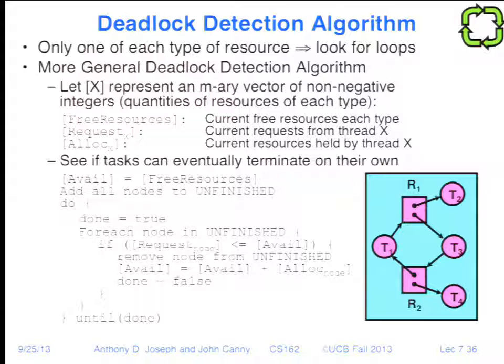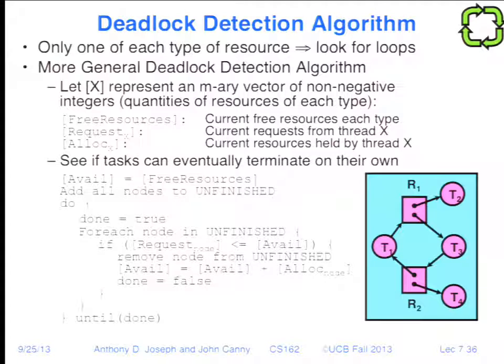Because if there is an ordering, the threads themselves will find it by executing. So the basic cycle is, for every node that hasn't yet finished, look at its request and see if it's less than or equal to the available resources at that time. If it is, you simulate it accumulating the resources and then releasing them, so you remove that node from the list of unfinished nodes.